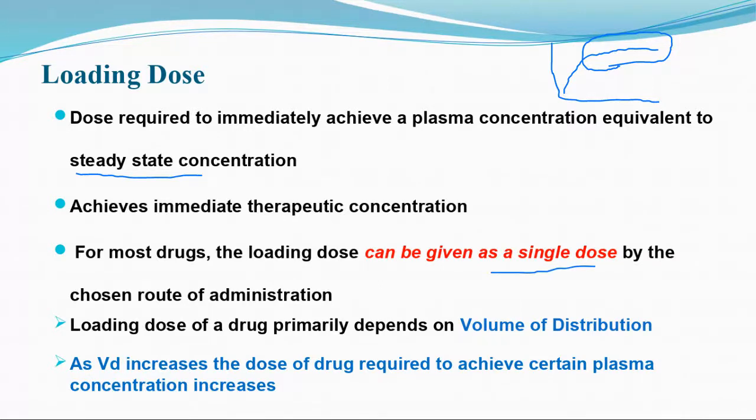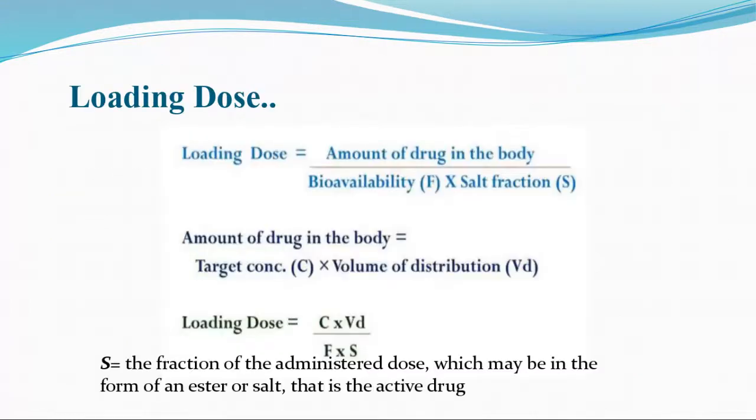تمام. طيب زي ما قلنا اللودنج دوز هتعتمد على ايه؟ هتعتمد على الفوليوم اوف ديستريبيوشن. كل ما زاد الفوليوم اوف ديستريبيوشن كل ما اللودنج دوز زادت. نشوف احنا ازاي بنحسب اللودنج دوز او ايه هي الفورمولا بتاعتها. زي ما قلنا احنا بتعتمد على الفوليوم اوف ديستريبيوشن.